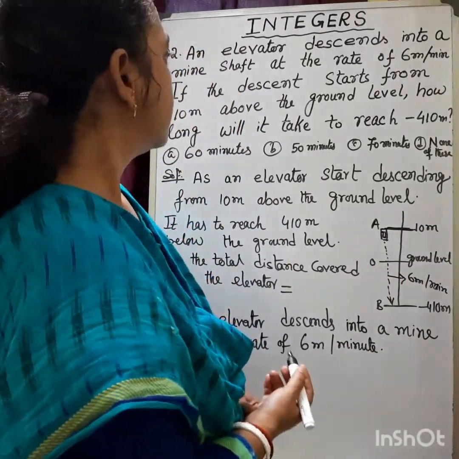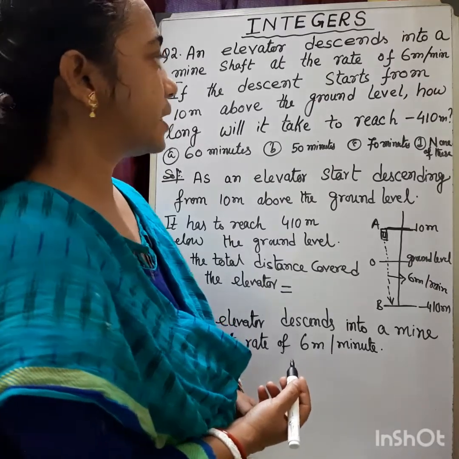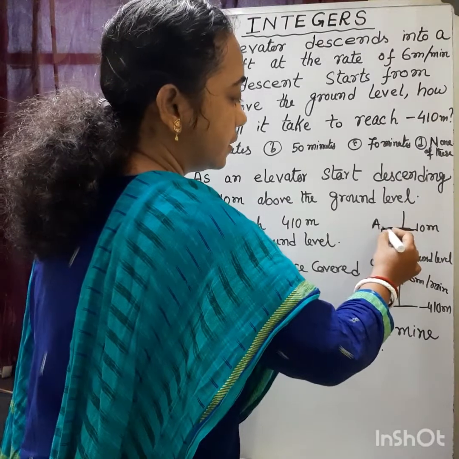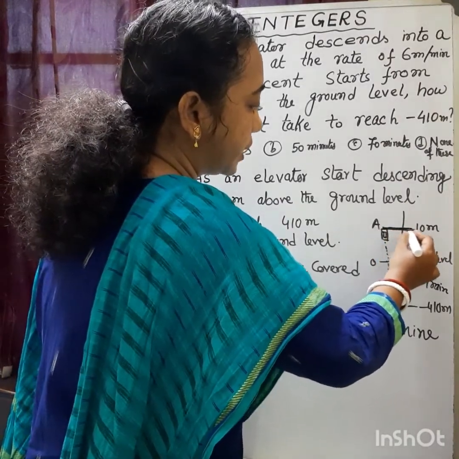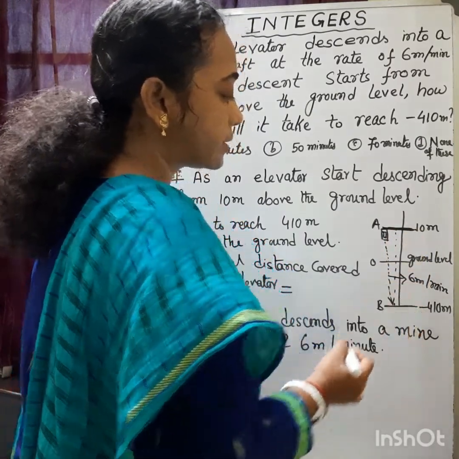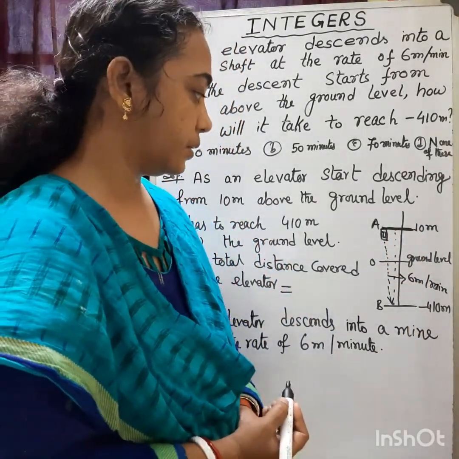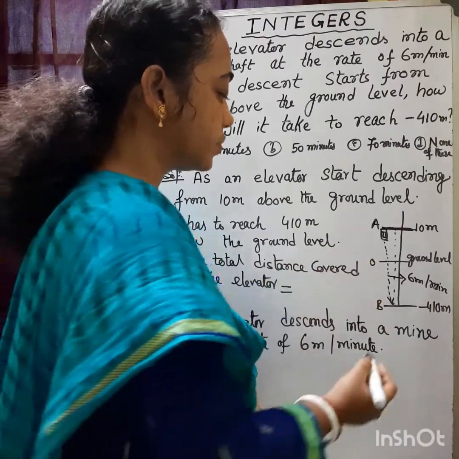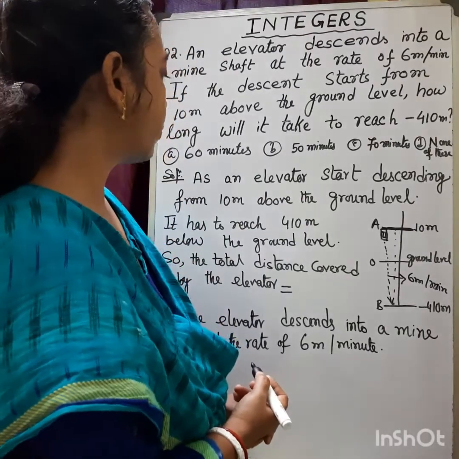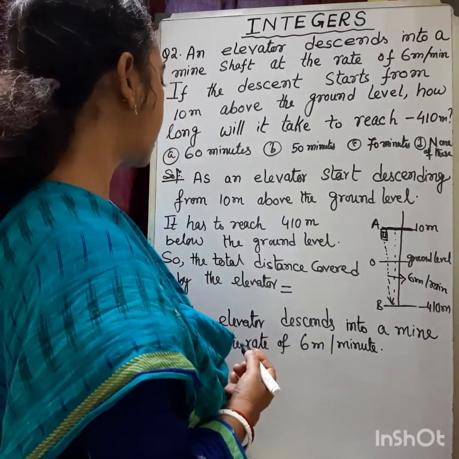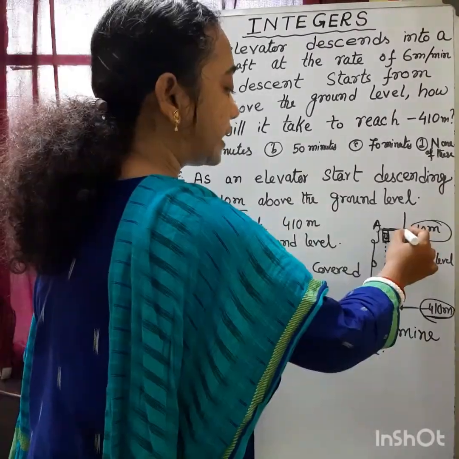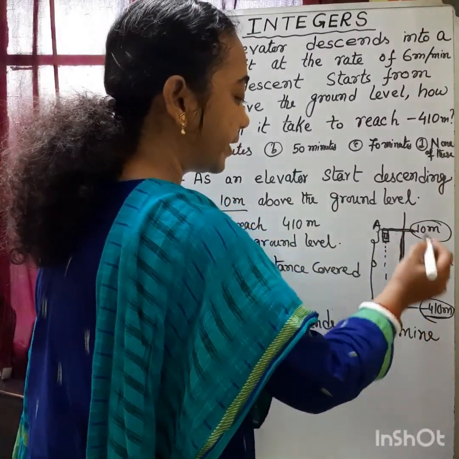Now it is asked how long will it take to reach minus 410 meters. So it starts descending from 10 meters above the ground level, and it has to reach which point? That is minus 410 meters, which is below the ground level, which is denoted here as the point B. So now according to the question, the elevator starts descending from 10 meters above the ground level, and it has to reach minus 410 meters.